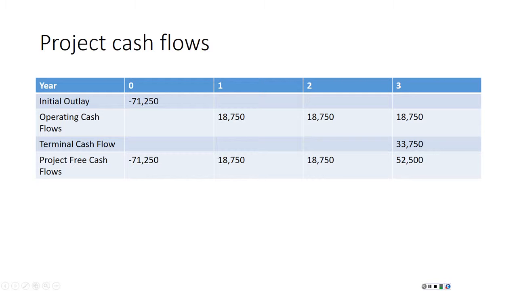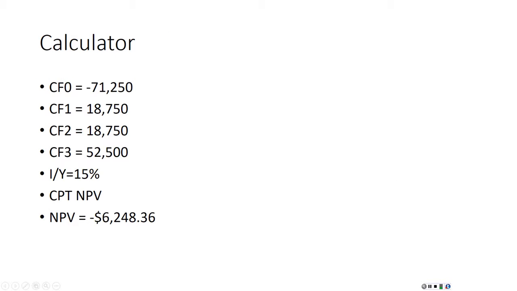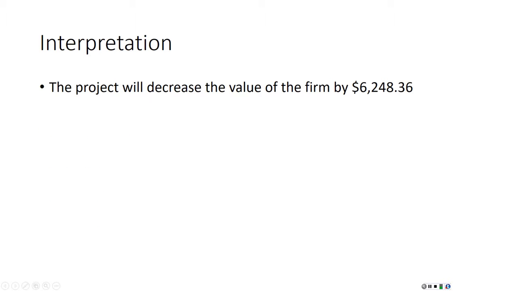Meaning that our project free cash flows are a negative $71,250, $18,750 for years 1 and 2, and $52,500 for year 3. Plugging these into our cash flow registers and then computing NPV ends up with an NPV of a negative $6,248.36. The project will decrease the value of the firm by $6,248.36.